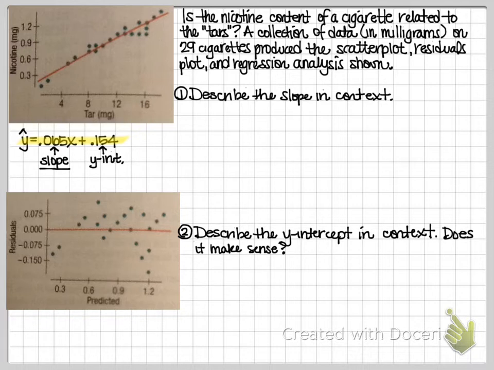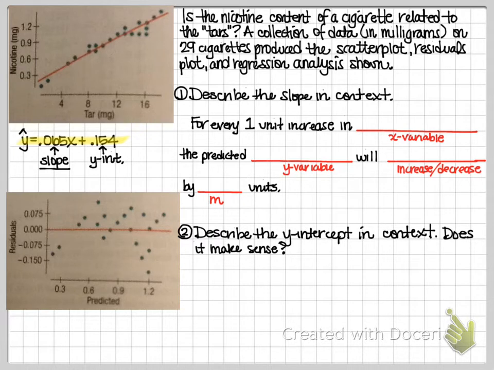I'm going to pause the video, which would be really good for you to do right now, and I'm going to write down the generic version of it and leave blanks where I'm going to fill some stuff in. So here I've set up the bones of the statement we're going to write for slope in context. For every 1 unit increase in the x variable, so this is us describing the run, I can just look at the x-axis, and it's going to be tar.